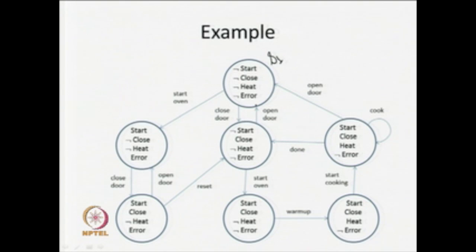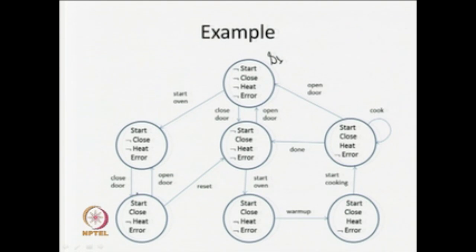But sometimes it may happen that we are in the idle condition and somebody starts the oven while it is not closed, that means the door is open. In this case he has started the oven, so start becomes true and it goes to the error condition. Now, when it has gone to the error condition, the user might realize and close the door, but it is still in the error condition, and he will open the door again.